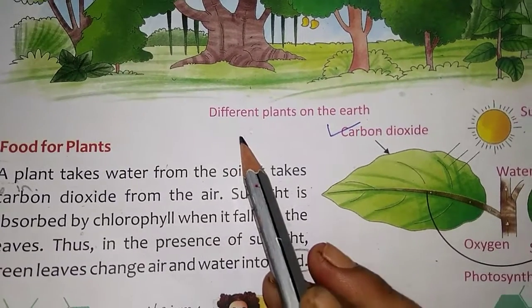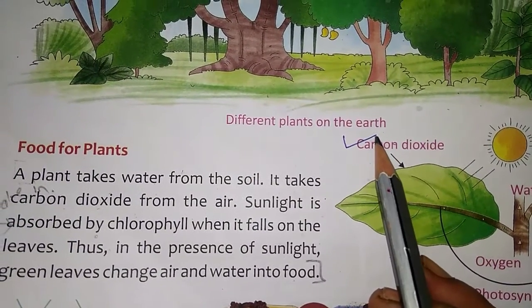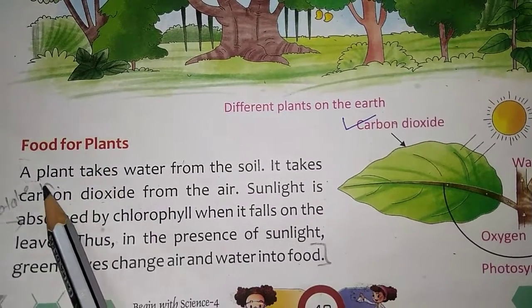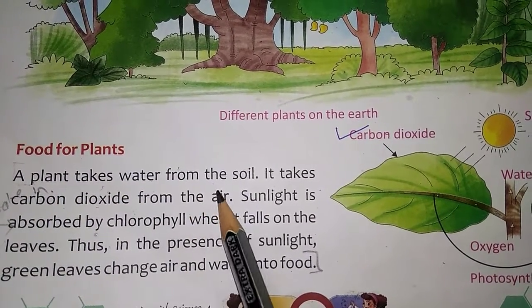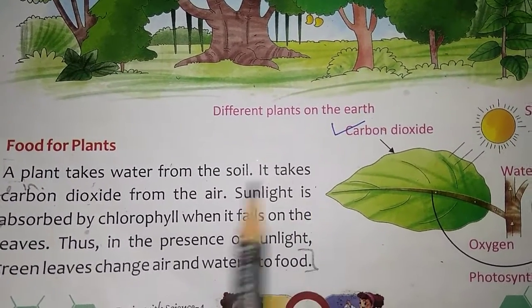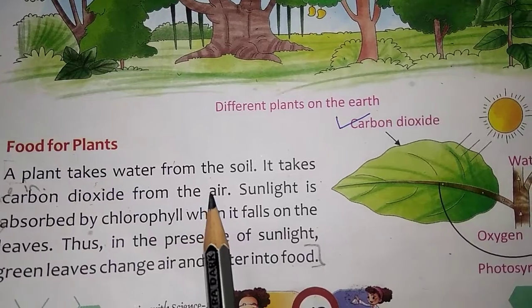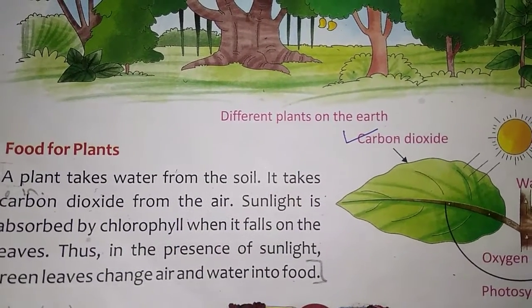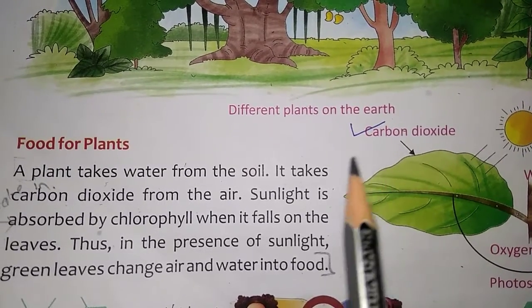Different plants on the earth. Food for the plants. Plants take water from the soil. It takes carbon dioxide from the air. What is the food for the plant? Water, carbon dioxide, sunlight.